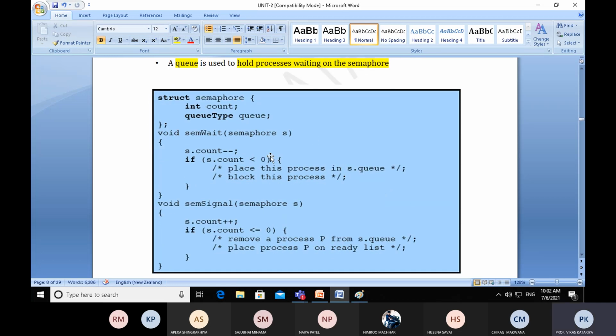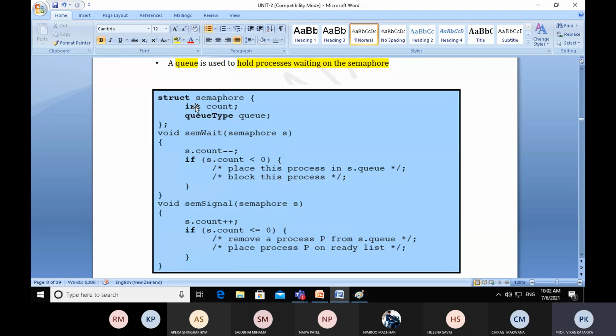Now here we are taking an example of how to initialize the semaphore variable and how to call the sem wait and sem signal procedures. It is an operating system code. You understand this is a structure, as I told you in the previous session. The operating system has a structure named semaphore which defines some variables and some data structure type variables.